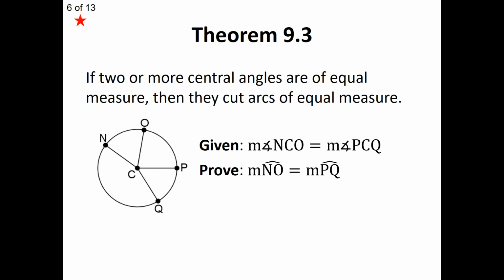It says this: if two or more central angles are of equal measure, so imagine then with me, you've got two or more central angles that are of equal measure, then they cut arcs of equal measure. And so down in our diagram below, we see that we have this given circle C with the four radii drawn in, CN, CO, CP, and CQ. And what we're given is that the measure of the central angle NCO is equal to the measure of the central angle PCQ. What we're going to prove is that the measure of the arc NO is going to be equal to the measure of the arc PQ. So we'll prove that those two arcs are of equal measure. Let's take a look at that proof.